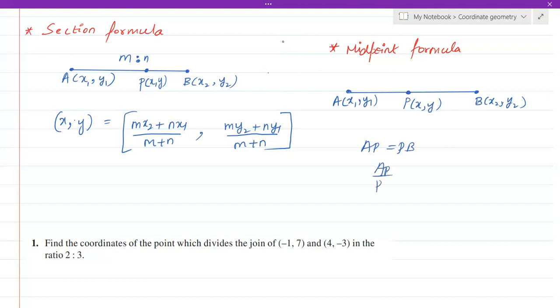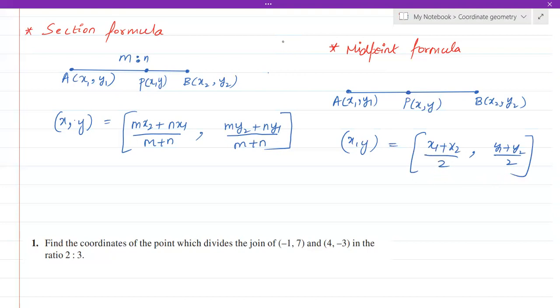So if you take the ratio, what do you get? We get 1:1. Suppose the AP length is 3 centimeters, PB will also be 3 centimeters. So we can write it as a 3:3 ratio, or if you divide it, it becomes a 1:1 ratio. So suppose P is the midpoint, then we can find the coordinates of P, (x, y), by the formula: x = (x1 + x2) divided by 2, this is to find x, and y = (y1 + y2) divided by 2. The first one is to find x, the next one is to find the y value.